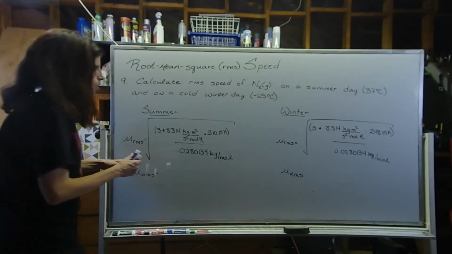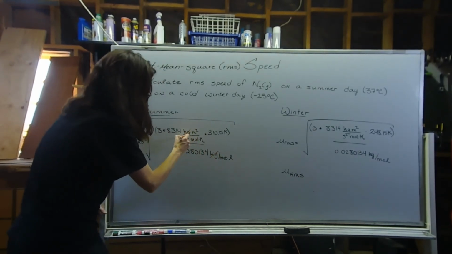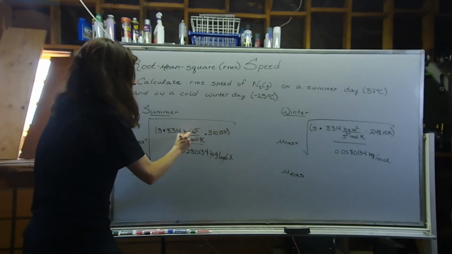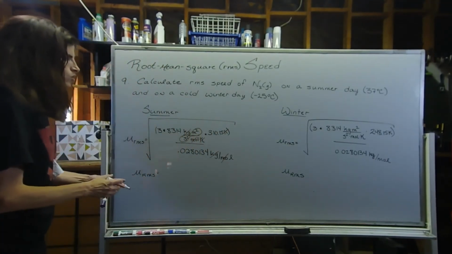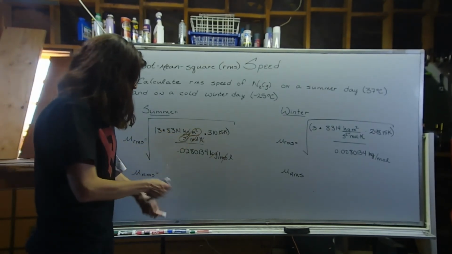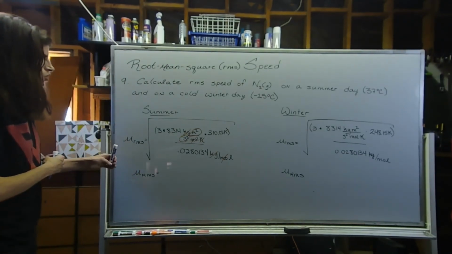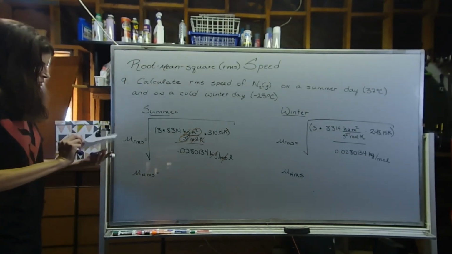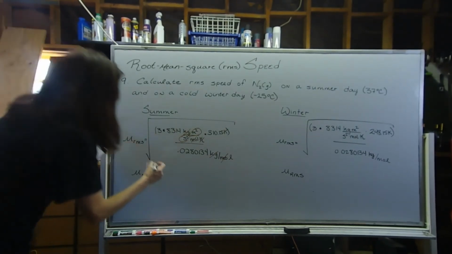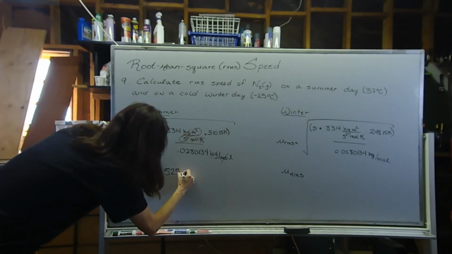So looking at all these units canceling just one more time, kilograms with kilograms, moles with moles, Kelvin with Kelvin, we're left with meters squared over seconds squared. But when we take the square root of our numerical value here, that's going to go to meters per second. So on that summer day, we have a root mean squared speed for the nitrogen of 525 meters per second.